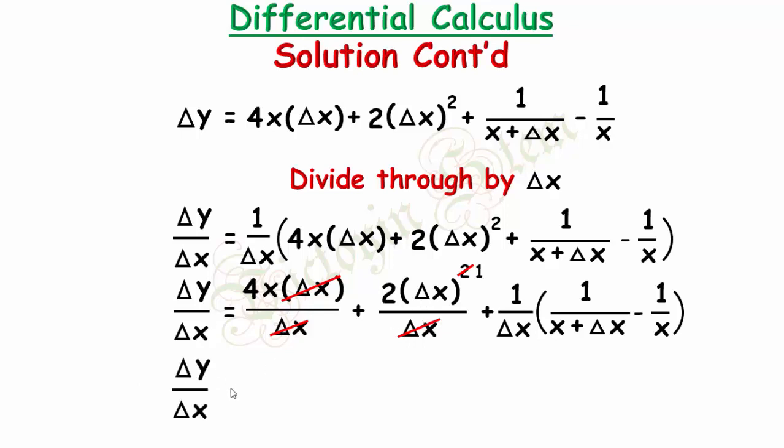So I have delta y divided by delta x equals, this fraction has reduced to 4x plus, this fraction has reduced to 2 delta x plus 1 divided by delta x. I'll open up a bracket.